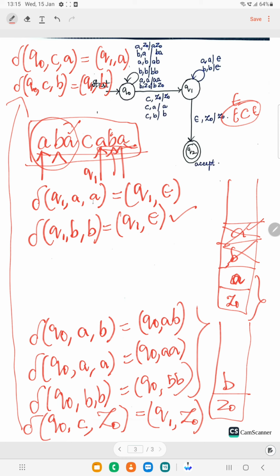Next a is there, a is the scan symbol and the top of the stack is a, that also you will delete. If the opposite symbol is there, then that is no more a palindrome, so for that there is no need to mention the transition, only for accepting we will mention the transition.